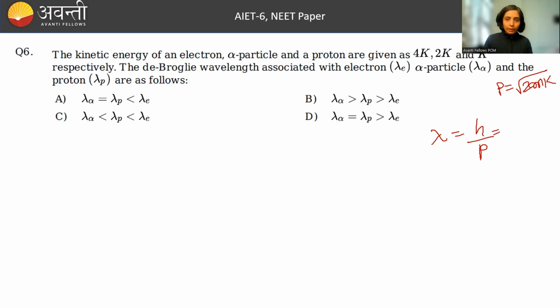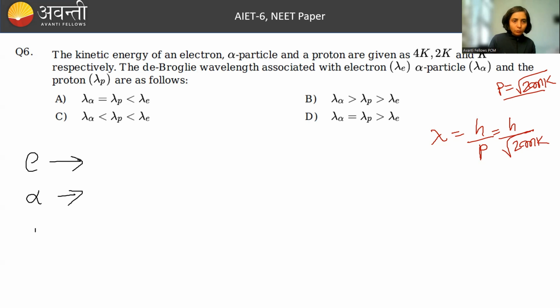Momentum can be written as root under 2mk, where m is the mass of the particle, k is kinetic energy. Here there is no need to derive this; half mv square equal to k gives this relation. So you just see here h by root under 2mk. We have 3 particles: one is the electron, another is the alpha particle, and the third one is the proton. Now carefully see here, the electron is given kinetic energy 4k, the alpha particle is given 2k, and the proton is given k.